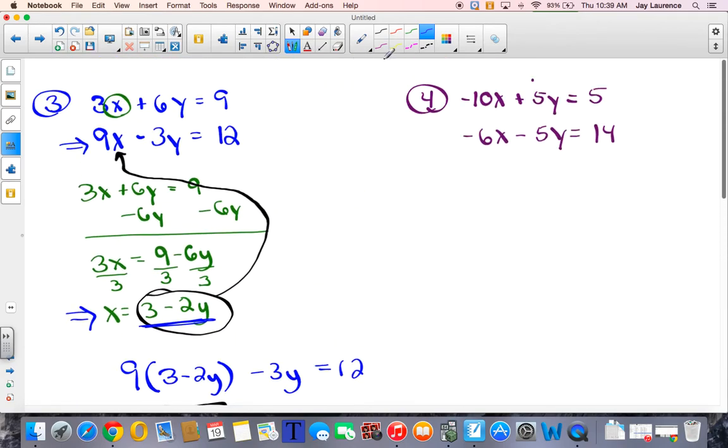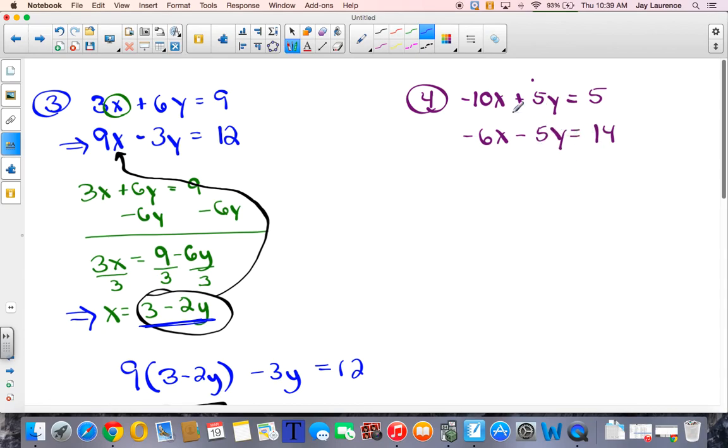Okay, so this one here, first thing I need to do is decide which variable to solve for. Looking at the first equation, I don't think I'll solve for x in the first equation because 10 does not go into 5 evenly. I might solve for y in the first equation because 5 goes into 10. 5 also goes into 5. I won't solve for x in the second equation because 6 does not go into 5. 6 does not go into 14 evenly. I won't solve for y in the second equation because 5 does not go into 6. 5 does not go into 14 evenly.